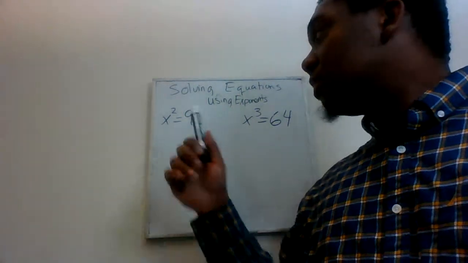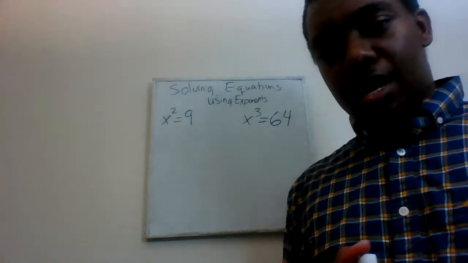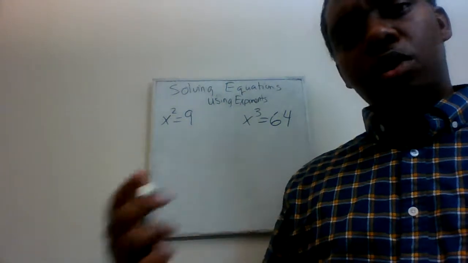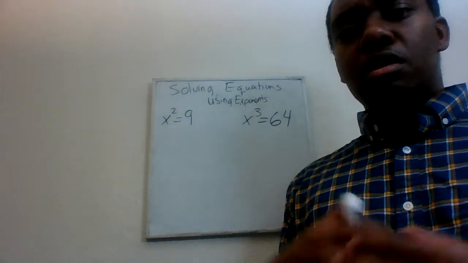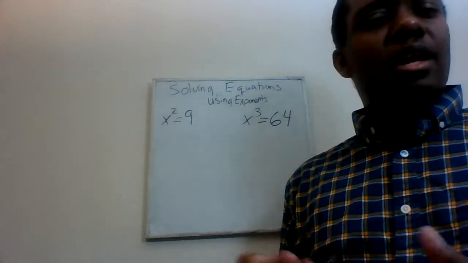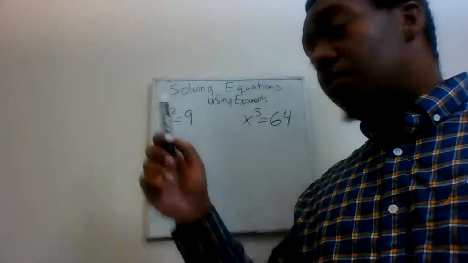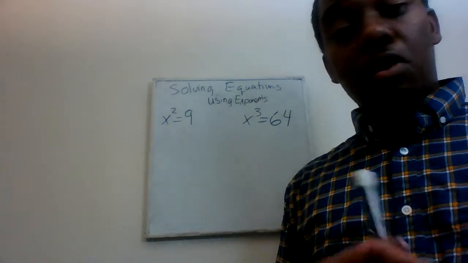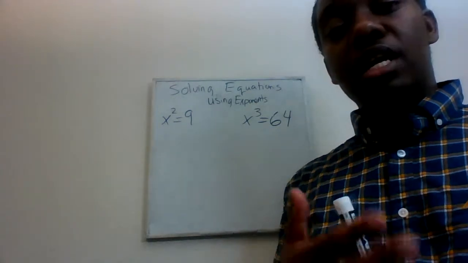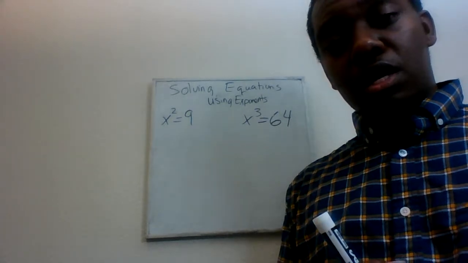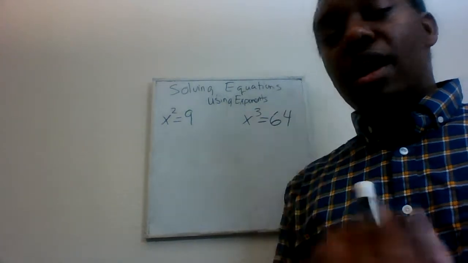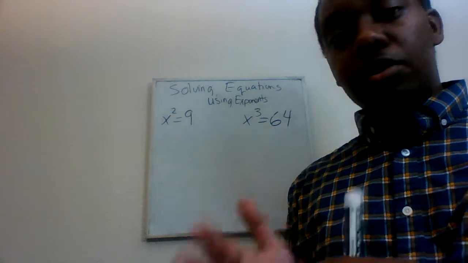Well, let's start off with this one here. X squared equals 9. Well, what number squared equals 9? That's what you would probably ask whenever you first learn square roots, right? That's because in order to solve for this unknown value, or in order to undo a square, you take the square root. Now, I'm going to show you two ways to help you understand this.